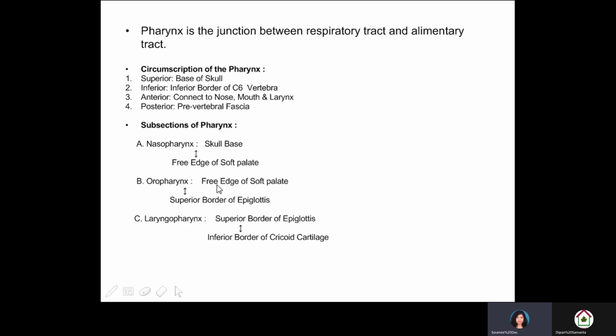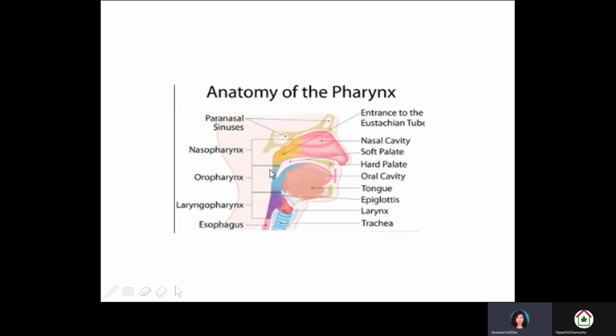Oropharynx. Oropharynx lies from the free edge of soft palate, that means where the nasopharynx ended, to the superior border of epiglottis. So from here, where the nasopharynx ended, to the epiglottis border. Okay, so this one is known as the oropharynx.